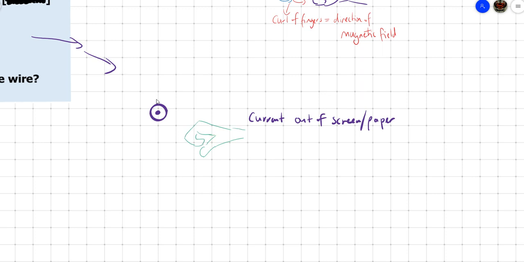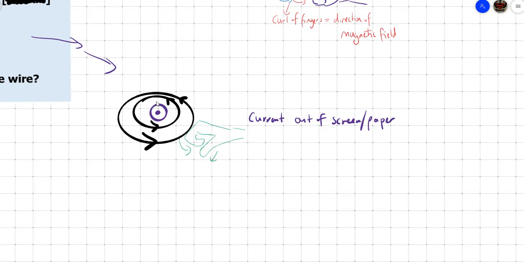So this is the thumb. Your thumb is pointing out to you, and the curl of your fingers is pointing this way. With the curl of fingers, again I'm going to be using circles. The magnetic field is in the circle. So it's going to be pointing this way, clockwise as well. Here we go, as you can see.